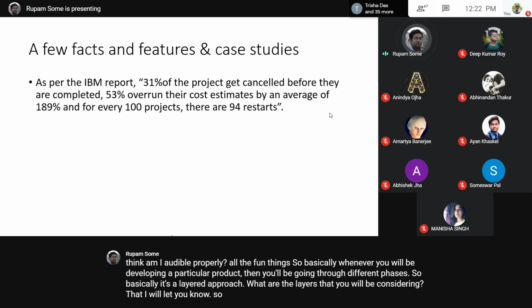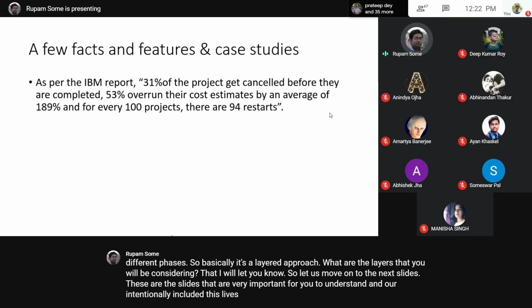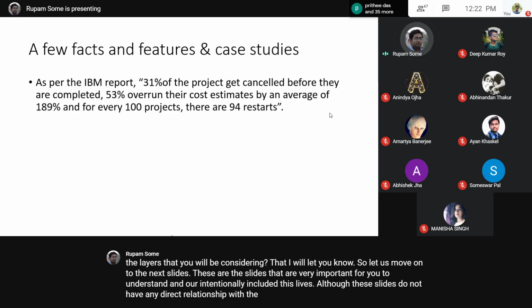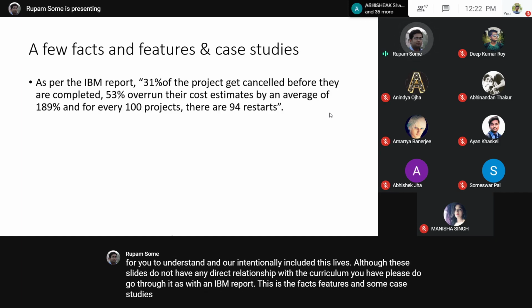It's very important for you to understand that if you do not have a proper plan, you can have a scenario like this. If you do not deliver the project on time, if you do not have a proper schedule or a proper budget, then you may have a project restart. Your project may be thrown away. You may not be considered a proper organization to develop a particular software, whether it is a customized or a generic product. These are the facts which came in the survey made by IBM.